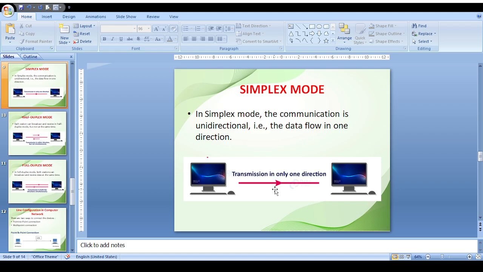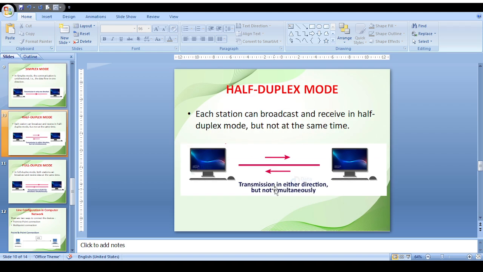The station sends information, but the listener cannot reply. This is simplex mode. In simplex mode, the communication between two devices is only in one direction. The sender sends the data and the receiver receives the data. There is no data sent by the receiver.